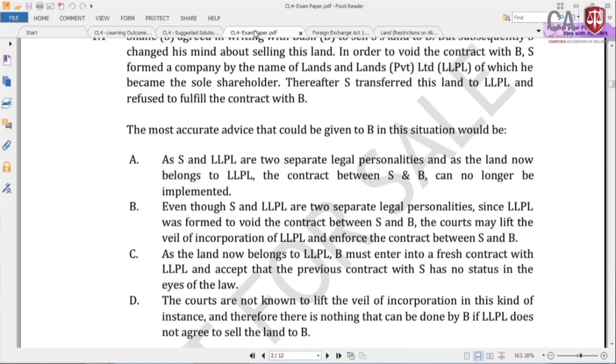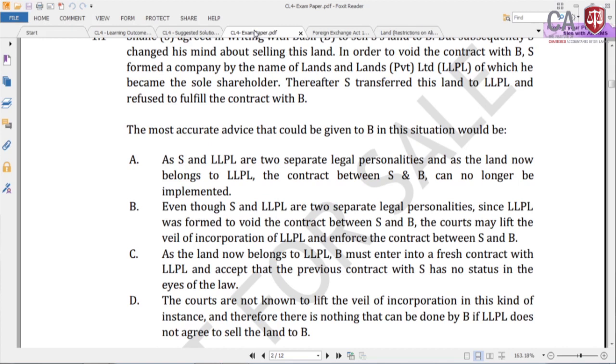the lifting of the incorporation veil can be done whenever a shareholder or a director has acted in a wrongful manner towards the company. Now what has happened here is that by letting this land be owned by the LLPL, Shane is really cheating the LLPL. He has already cheated B, Basil, but he is now cheating the LLPL.